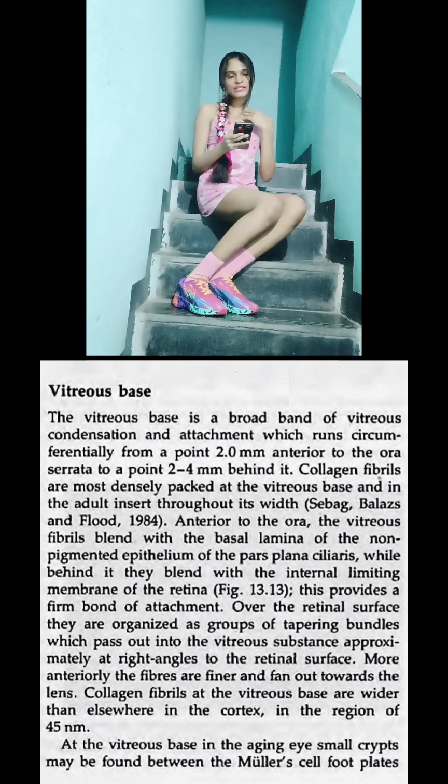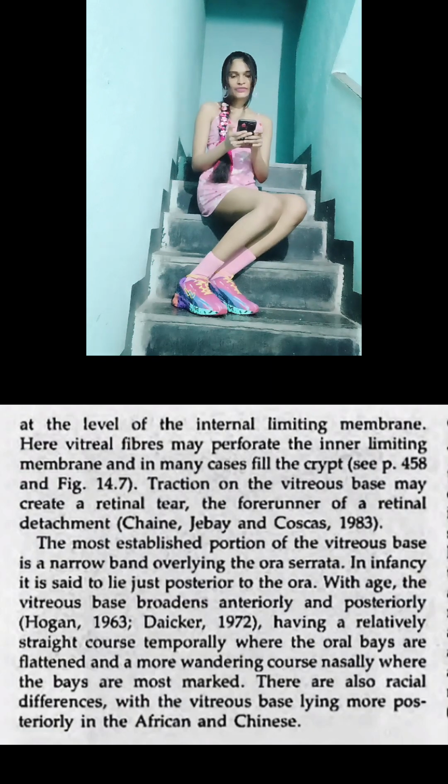At the vitreous base in the aging eye, small crypts may be found between the Müller cell feet. At the level of the internal limiting membrane, vitreous fibers may perforate the inner limiting membrane and in many cases fill the crypt. Traction on the vitreous base may create a retinal tear, the forerunner of a retinal detachment.